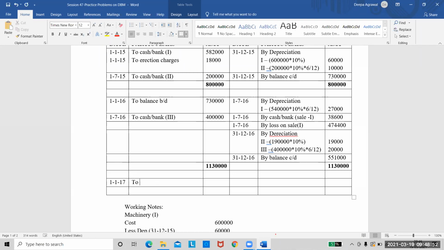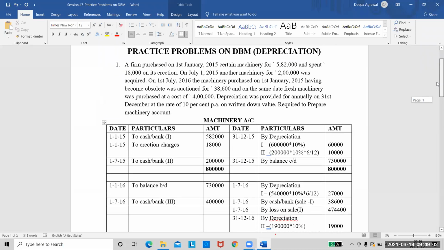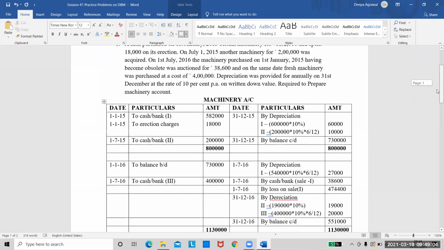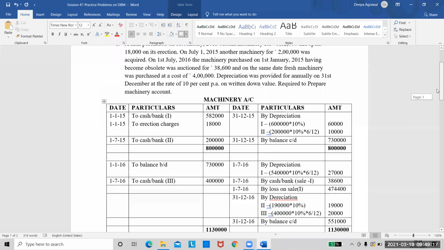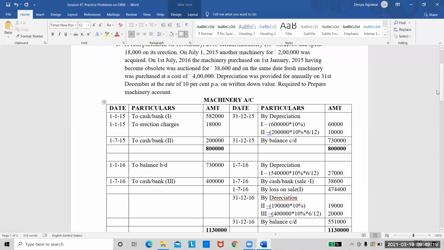Now come to your next year, 1/1/2017 to balance B by D. Balance brought down is 5,51,000. Now see what did we do? No, you will not add. That year is completed. So on 1st July, we purchased new machinery. Depreciation was provided for annually on 31st December. Required to prepare the machinery account.